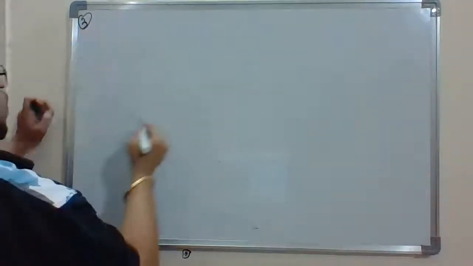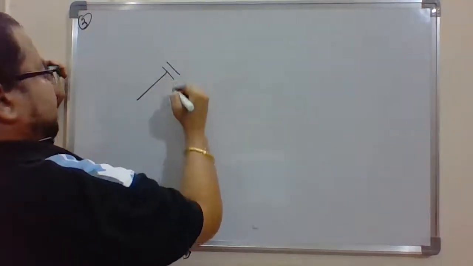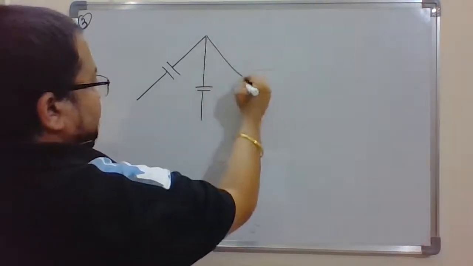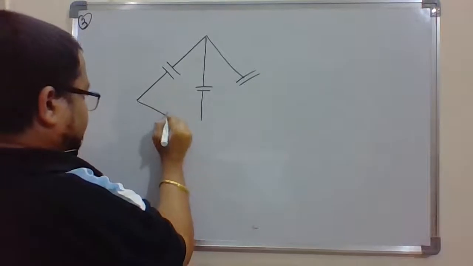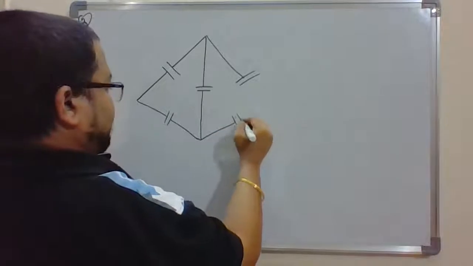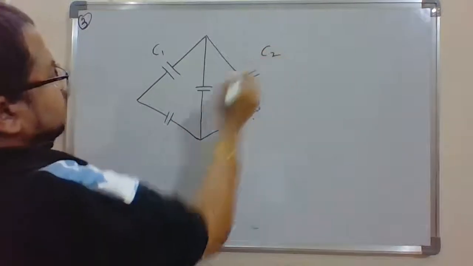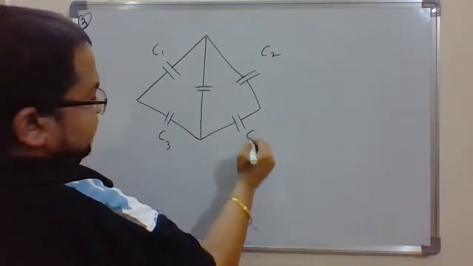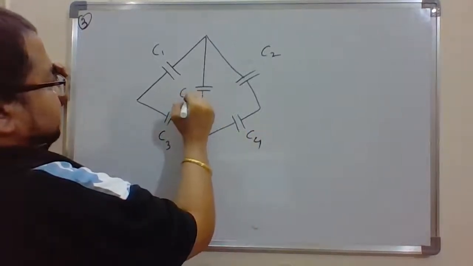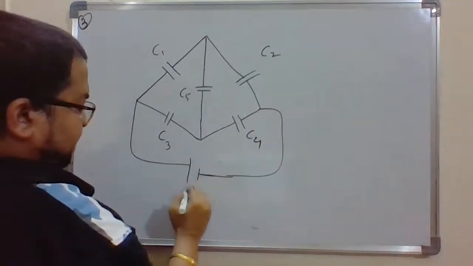Okay, so suppose I have one capacitor here, one more capacitor here, one more capacitor here, one more capacitor here, and one more capacitor here, such that this is C1, this is C2, this is C3, this is C4, okay, and this is any capacitance C5. They are connected across an external potential difference V.